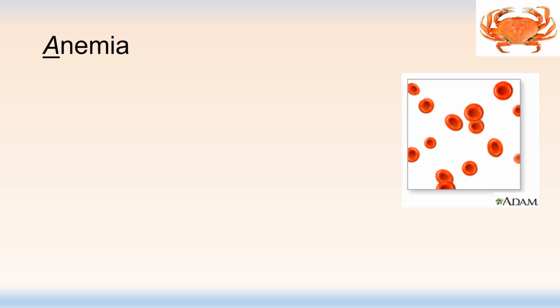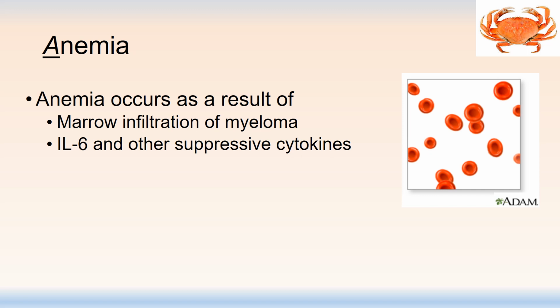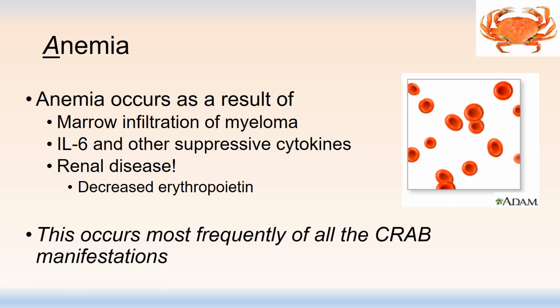The A in CRAB is anemia. Anemia can occur through multiple mechanisms. The myeloma can infiltrate the marrow to the extent that inadequate erythropoiesis is occurring. Interleukin 6 and other suppressive cytokines can reduce red cell production. And then the presence of renal disease, if severe enough, can result in decreased erythropoietin being elaborated from the kidney, which then adds to the anemia. With all of this going on, it shouldn't surprise anybody that of all the CRAB manifestations, the most commonly seen one in myeloma is in fact anemia. It's the most universally seen sign associated with myeloma.